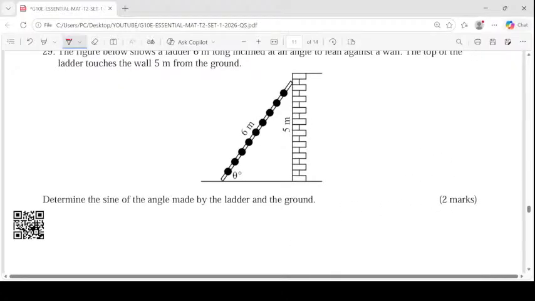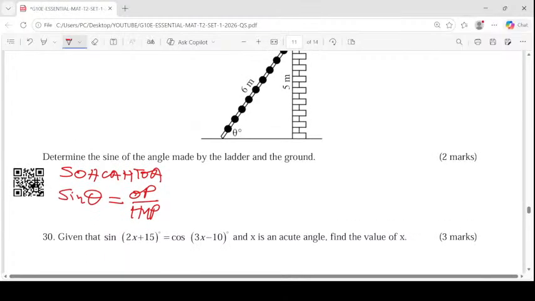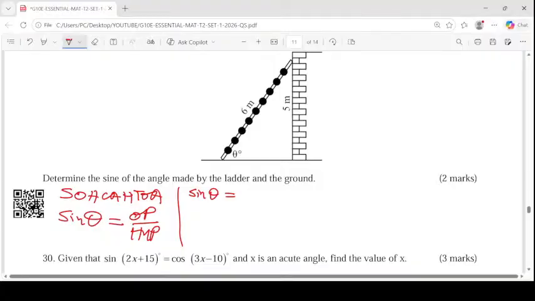I'm going to talk about SOHCAHTOA here. SOHCAHTOA, whereby now I'll say sine theta will be given by opposite over the hypotenuse. So this means our sine theta will be given by the opposite, the opposite here is 5, over the hypotenuse 6. Determine the sine of the angle. 5 over 6.